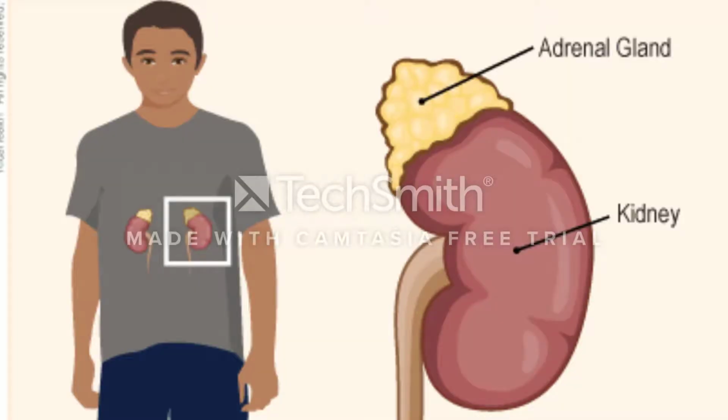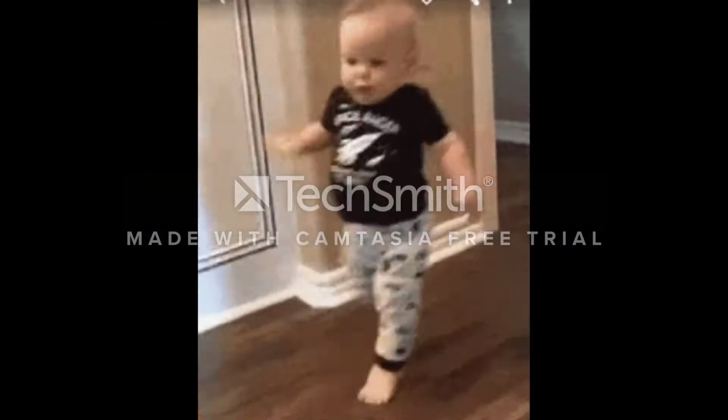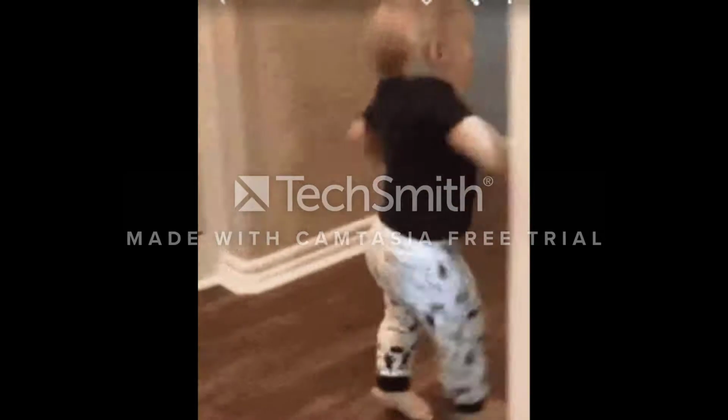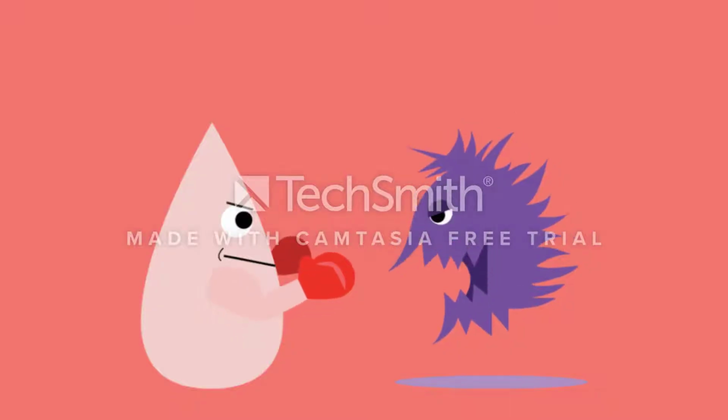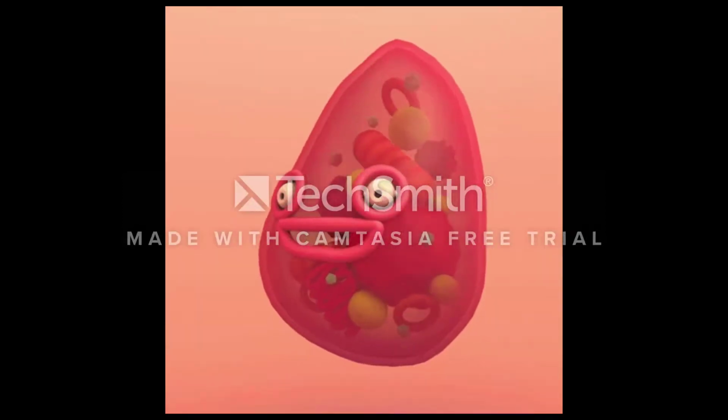Then we have the adrenal glands, sitting just on top of our kidneys. They produce adrenaline. This is produced when we are scared or fighting. So basically, it tells us to fight or run. And the adrenal gland is responsible for responding in emergencies or stressful situations, metabolism, blood pressure, and salt balance.